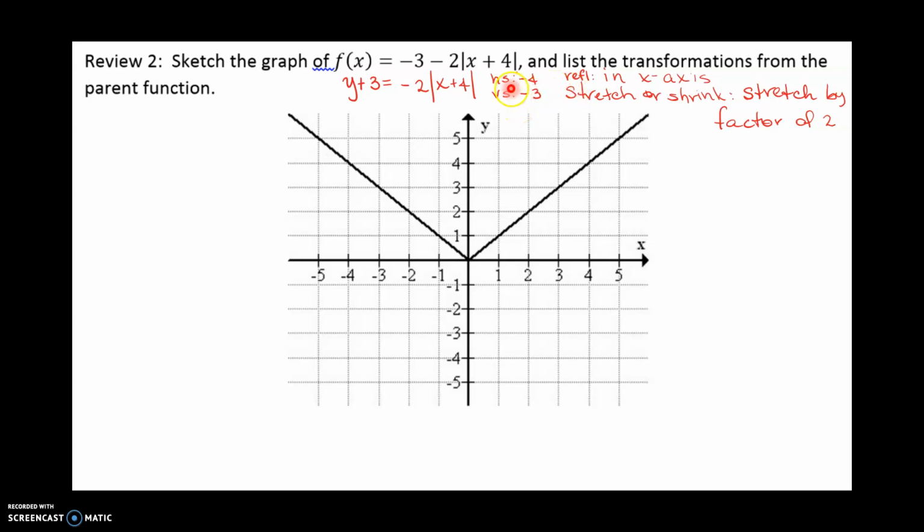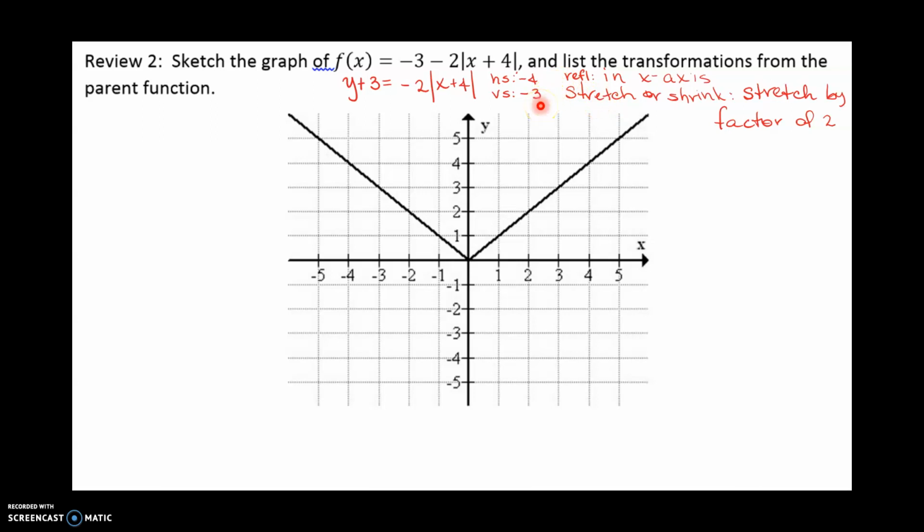That's the most important, that we have to reflect before we vertical shift. And then I usually just do my stretch or shrink last, but you could do it earlier. That's not a problem. The key is you have to reflect before you vertical shift.